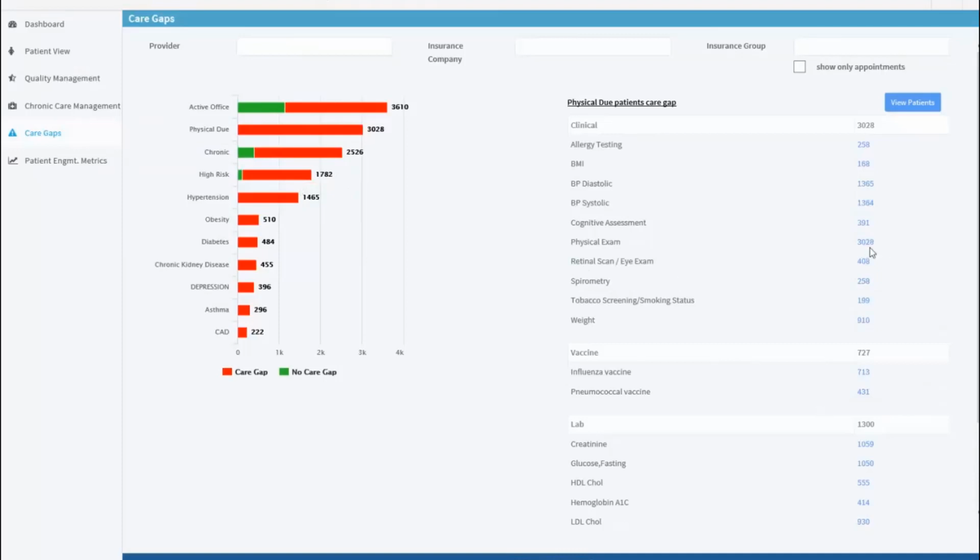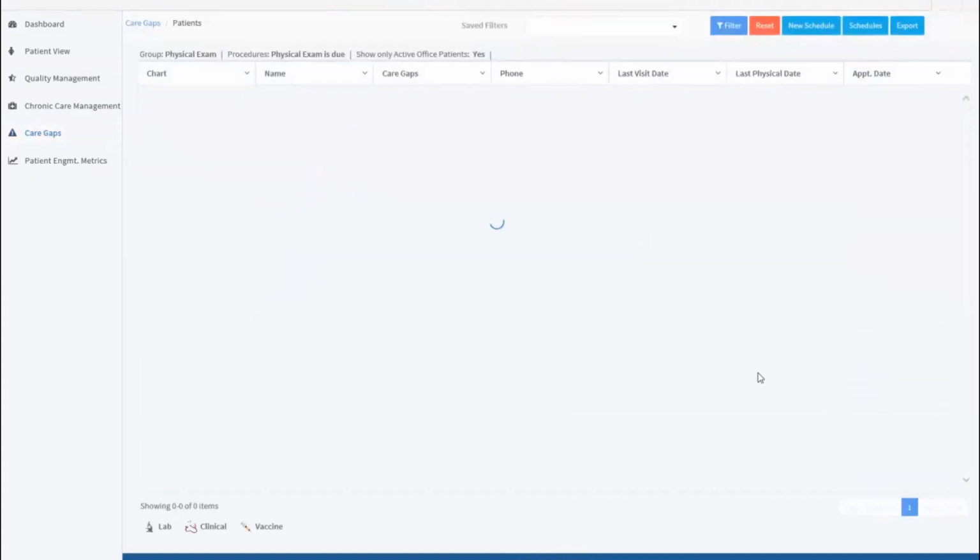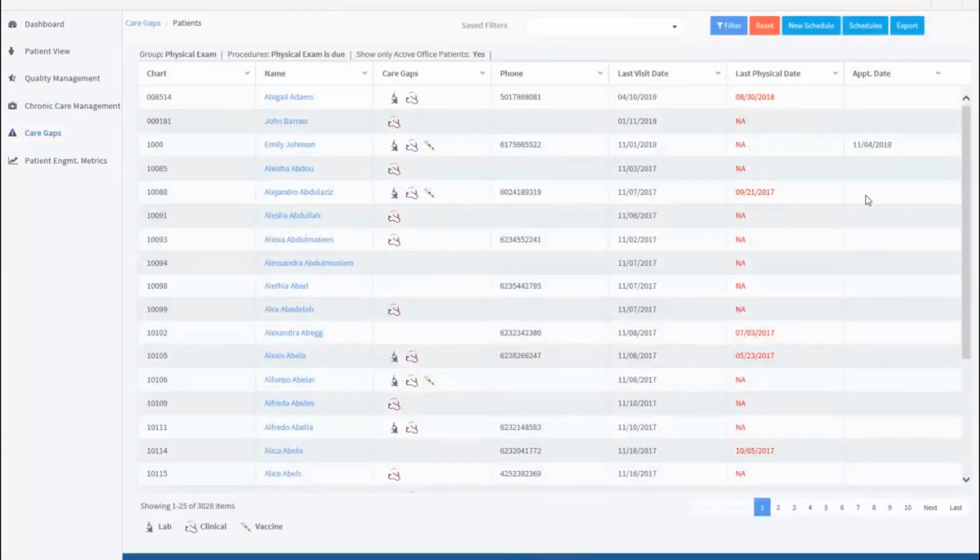I always like doing this one because I like applying some math here. So I'm going to drill down and look at my patients and my care gaps. So now I have 3,000 patients that are due for physicals. What I always do is look at this as raw data. I go, okay, this is a good list, but I need to narrow this down even further. Maybe I don't want all these patients.